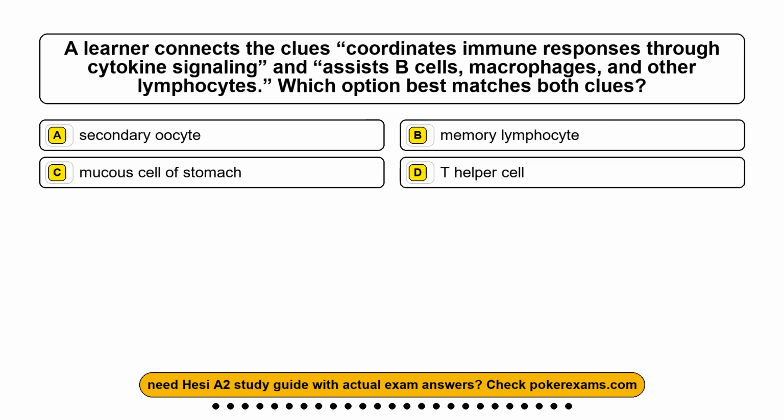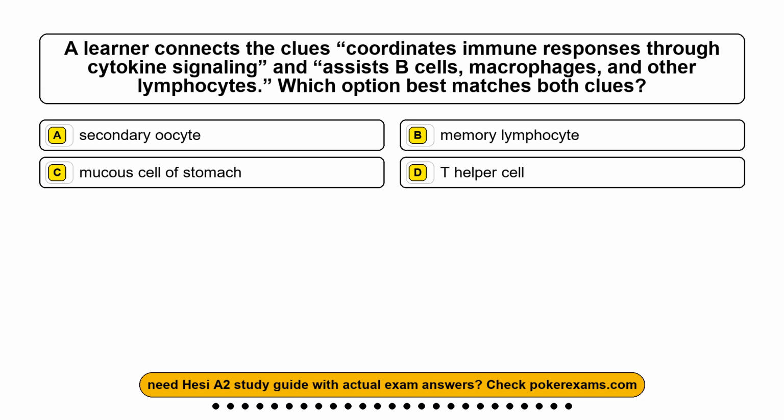Question 17. A learner connects the clues, coordinates immune responses through cytokine signaling, and assists B cells, macrophages, and other lymphocytes. Which option best matches both clues? Option A, secondary oocyte. Option B, memory lymphocyte.